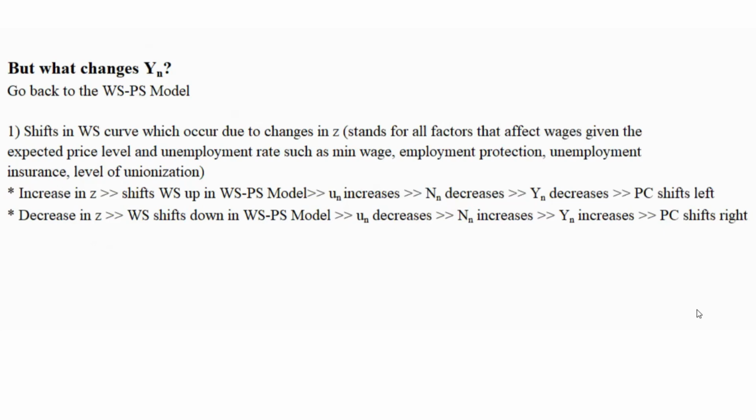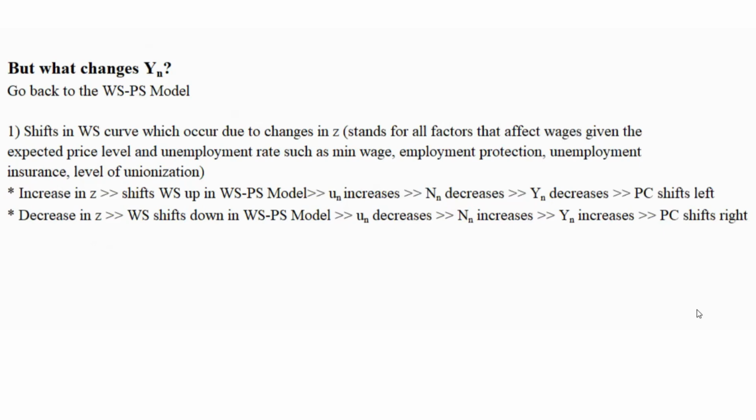Now the first thing that can change yn are shifts in the wage setting curve, which can occur due to changes in Z, where we remember that Z stands for all factors that affect wages given the expected price level and unemployment rate, such as the minimum wage, employment protection, unemployment insurance, and level of unionization. So what would shift the wage setting curve would be either an increase in Z or a decrease in Z. If we have an increase in Z, that will shift the wage setting curve upwards because workers will now have higher bargaining power, so for any given unemployment rate, they'll demand higher wages.